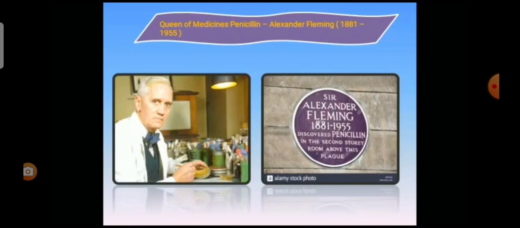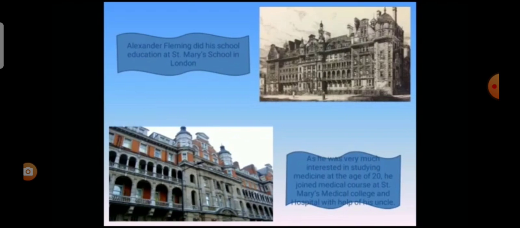Look at the picture. Who is he? Yes, he is Alexander Fleming. He is the greatest scientist. He was born in 1881. Alexander Fleming did his school education at St. Mary's School in London. As he was very much interested in studying medicine, at the age of 20 he joined the medical course at St. Mary's Medical College and Hospital with the help of his uncle.